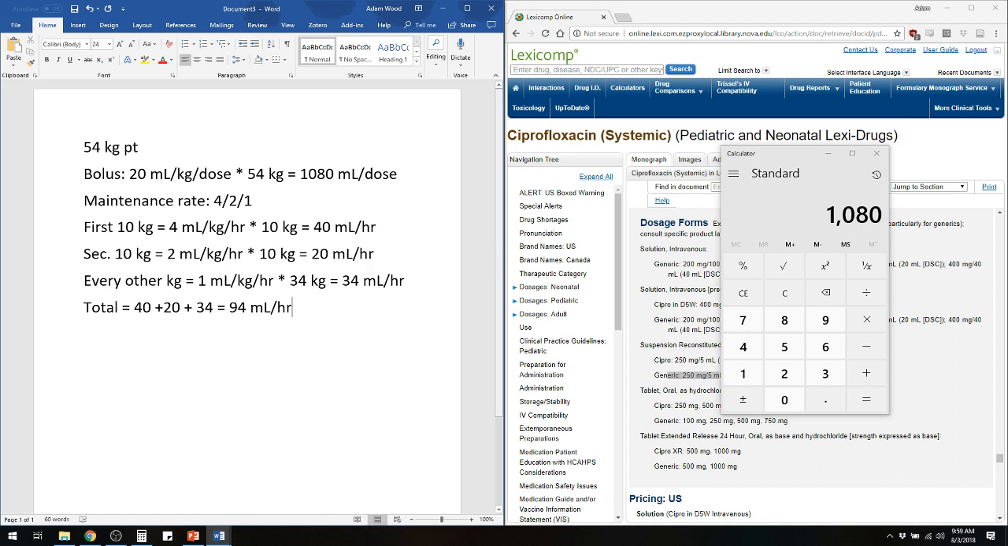Absolutely, yeah. So for the 17 kilo patient, I get 40 mLs an hour for the first 10 kilograms, and I had to do 7 times 2, so 14. So 14 plus 40, 54 mLs an hour, right?